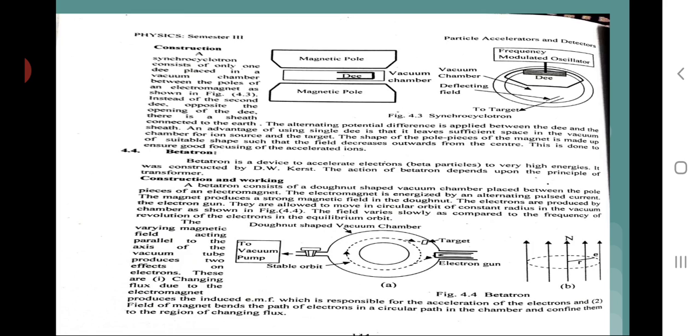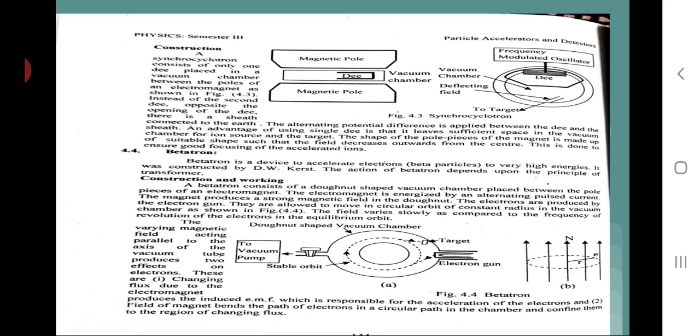Now the next one is Betatron. Betatron is a device to accelerate electrons, beta particles, to very high energies. It was constructed by D.W. Kerst. The action of Betatron depends upon the principle of transformer. Now, construction and working.